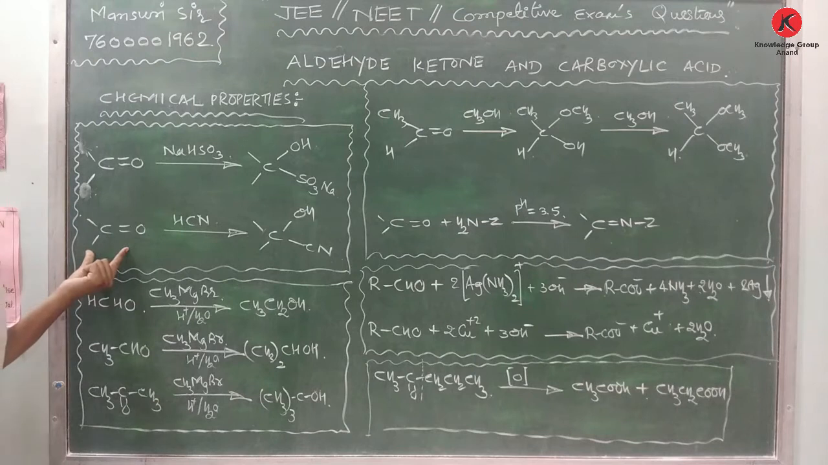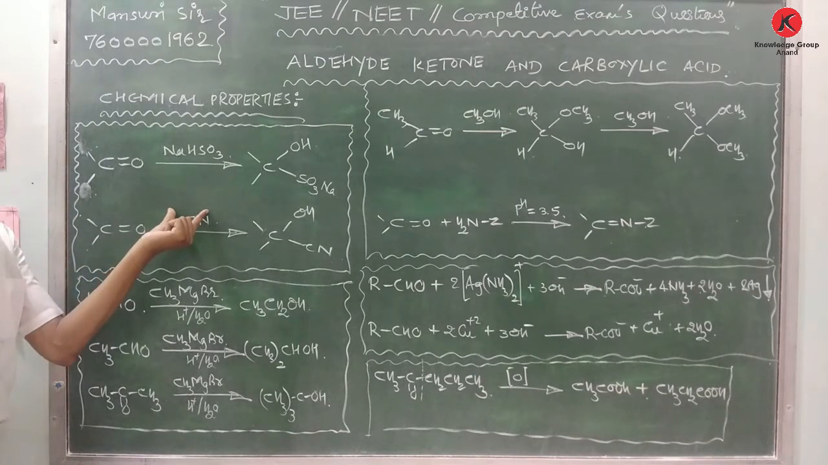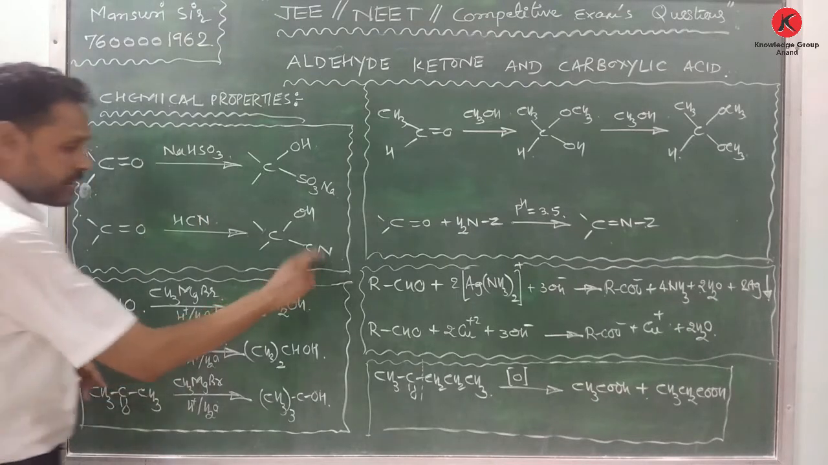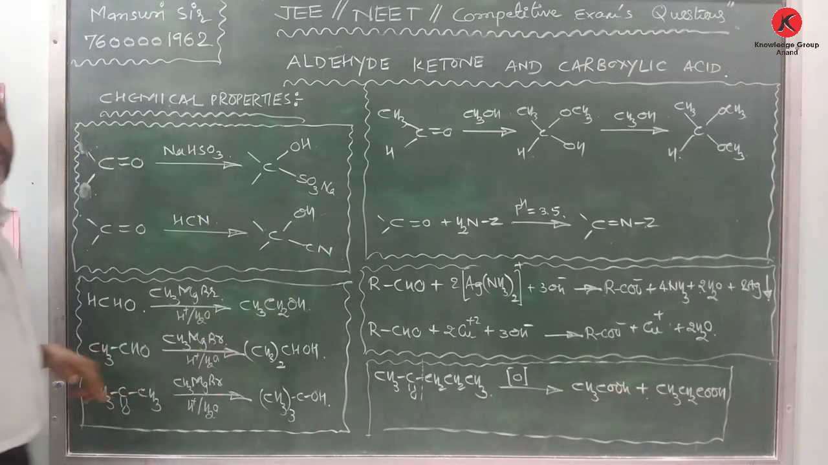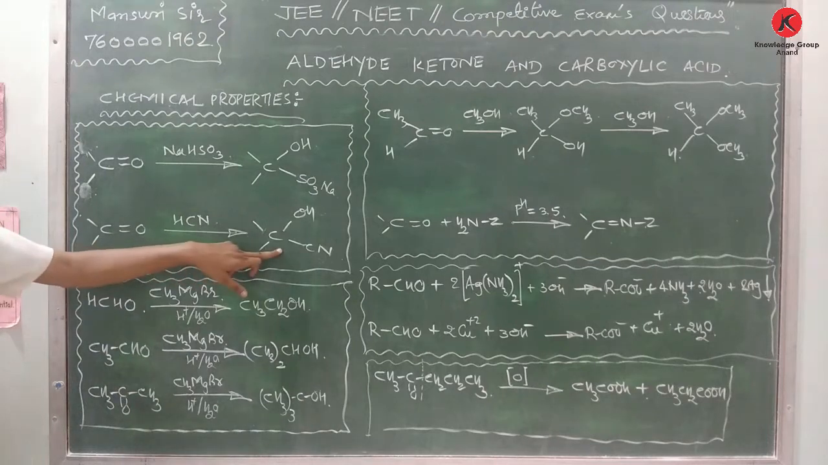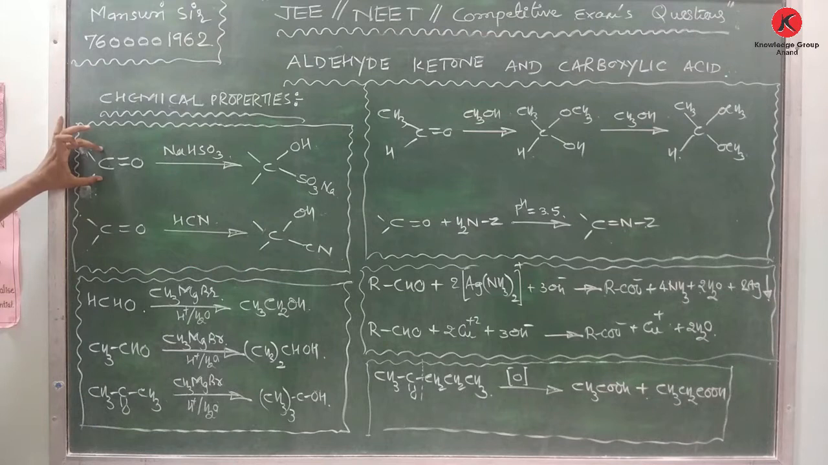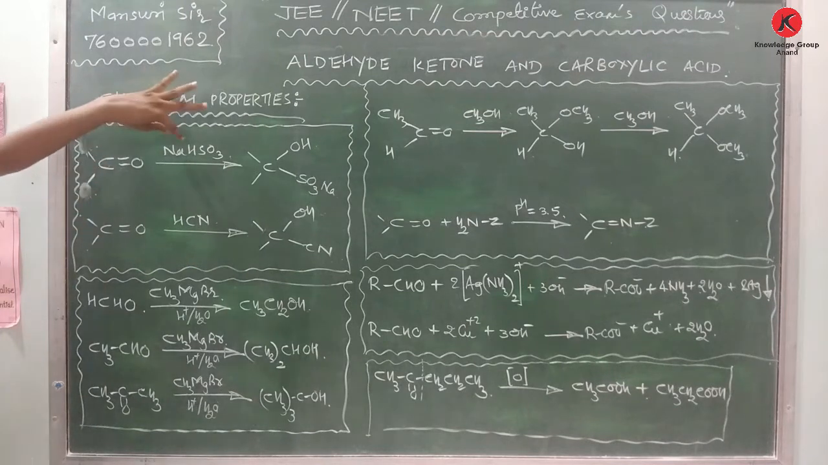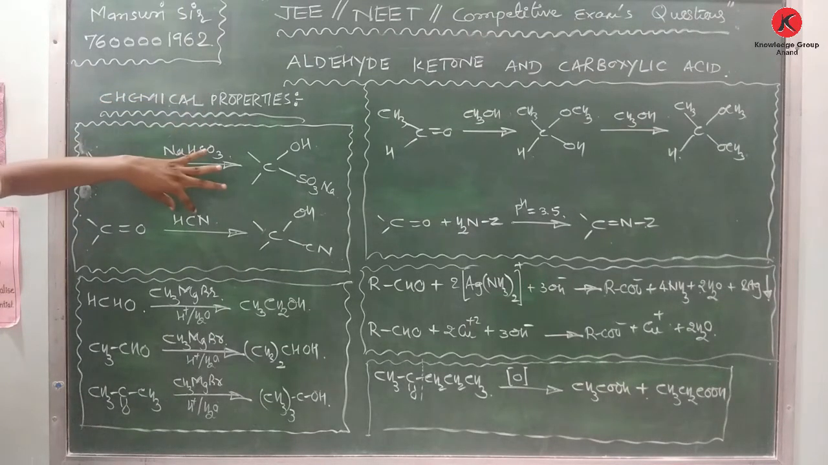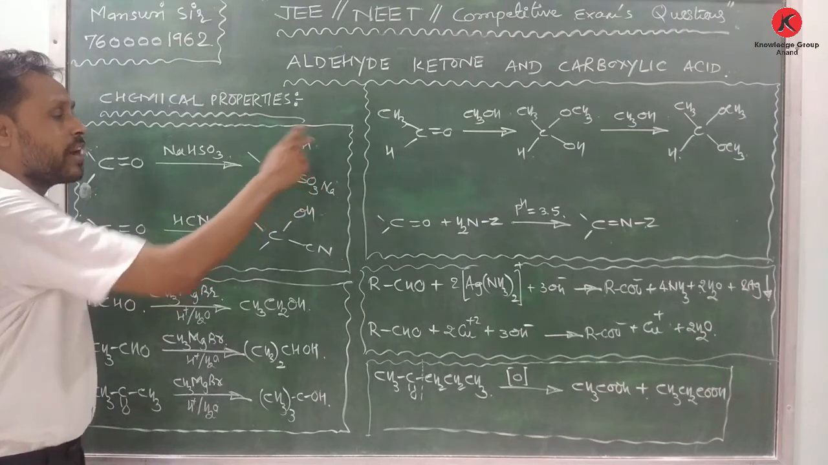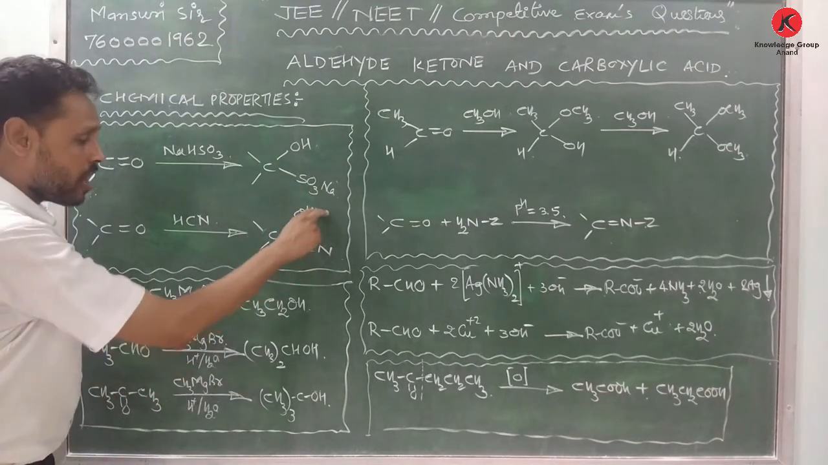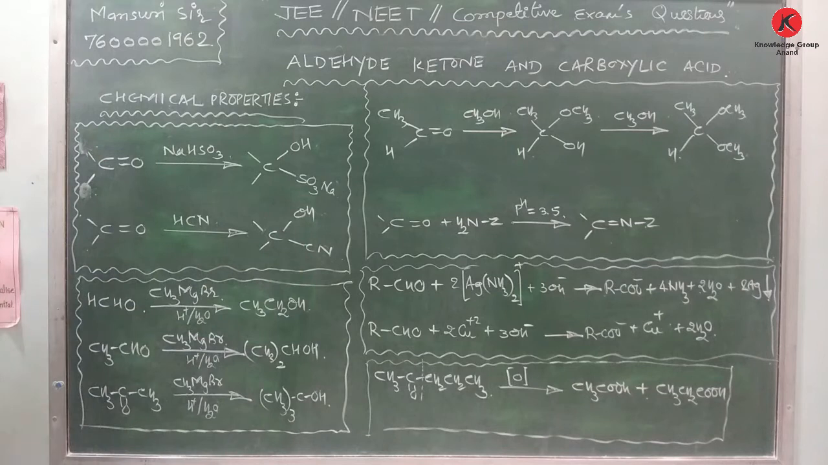So aldehyde reacts with hydrogen cyanide, and when the addition reaction takes place, then cyanohydrin products are formed, whether it is an aldehyde or a ketone. So we can say that aldehyde and ketone react with sodium bisulfite and with hydrogen cyanide. Then sodium bisulfite product is obtained and cyanohydrin product is obtained.